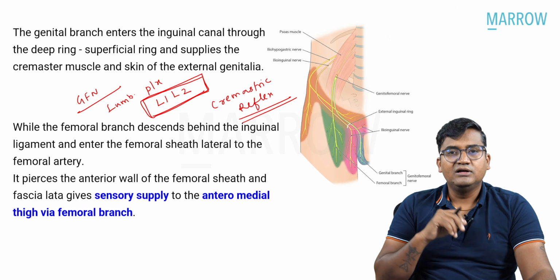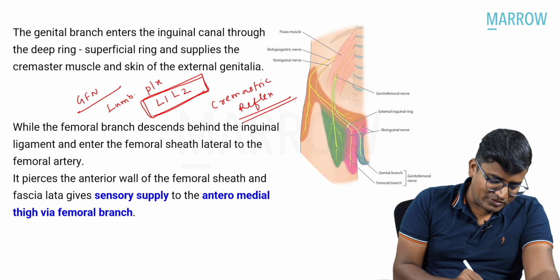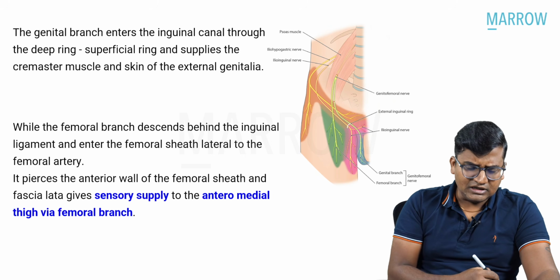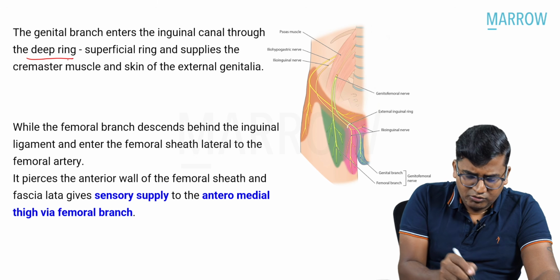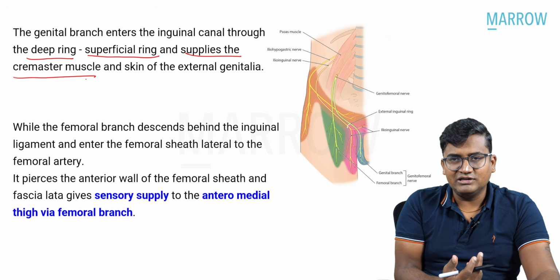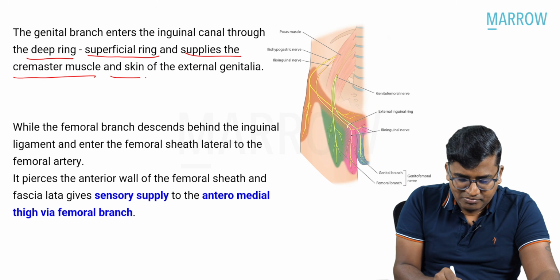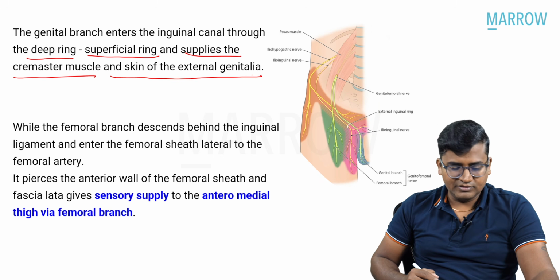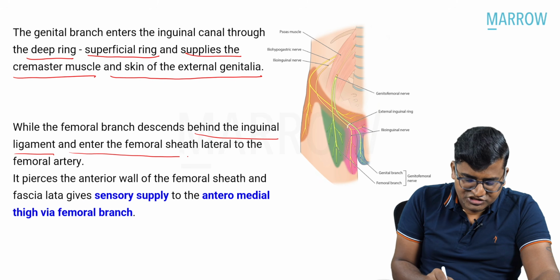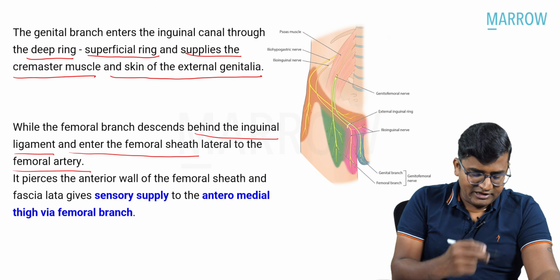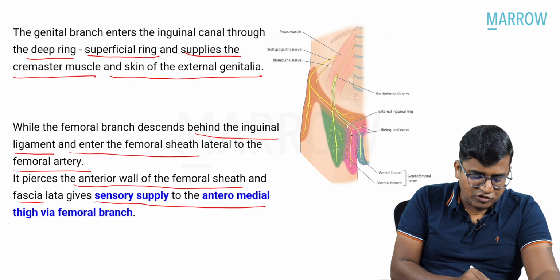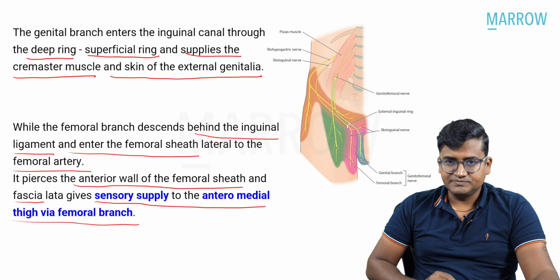Please don't forget this. Now the genitofemoral nerve has two components, femoral branch and genital branch. The genital branch enters the inguinal canal through the deep ring and then comes out via the superficial ring, and in turn supplies the cremaster muscle. That is the main muscle involved in the cremasteric reflex, and the nerve also supplies the skin of the external genitalia. While the femoral branch descends below the inguinal ligament and then enters the femoral sheath lateral to the femoral artery, and then it pierces the anterior wall of the femoral sheath and the fascia lata and gives sensory supply to the anteromedial aspect of the thigh.